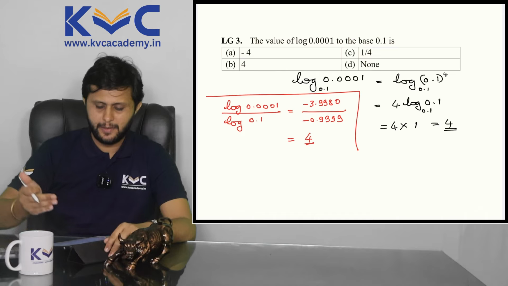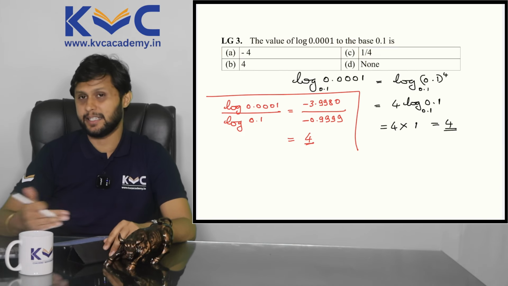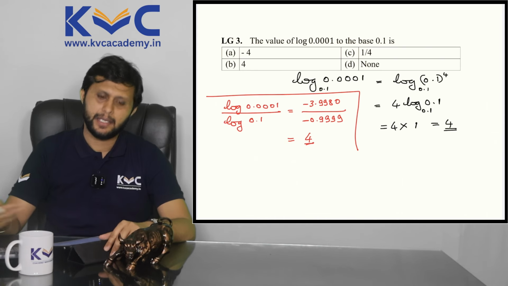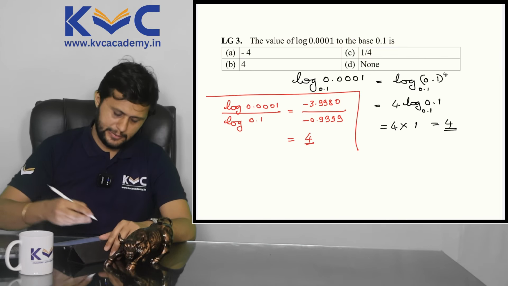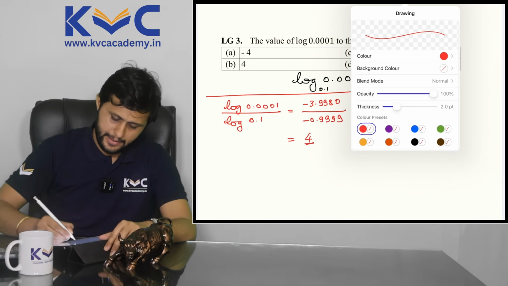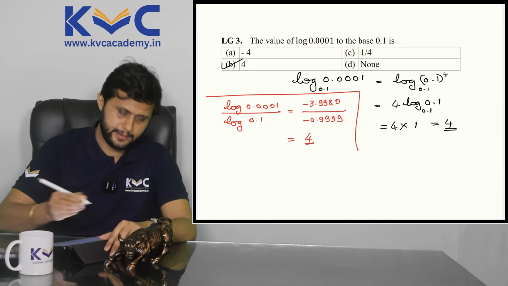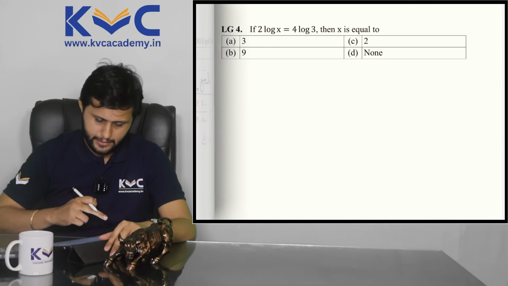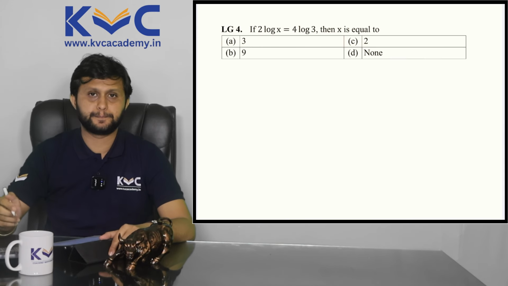For the ones who are comfortable with the actual method, which is written in black, you can go ahead with that. You'll get same answer. Answer is 4 by either of the methods. Moving on. Question number 5.